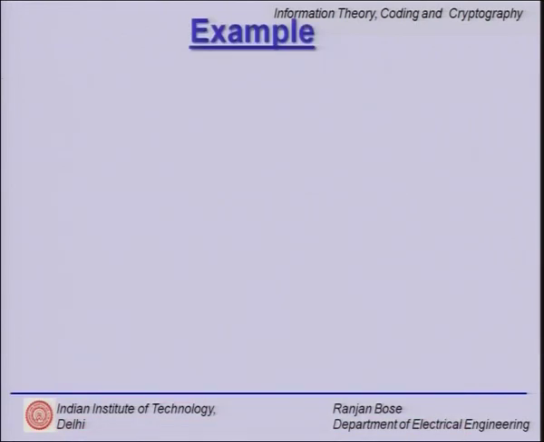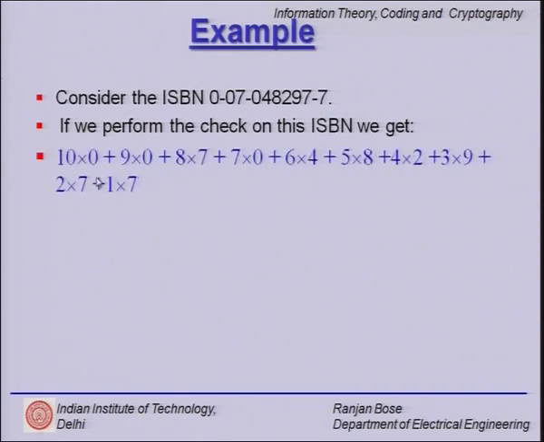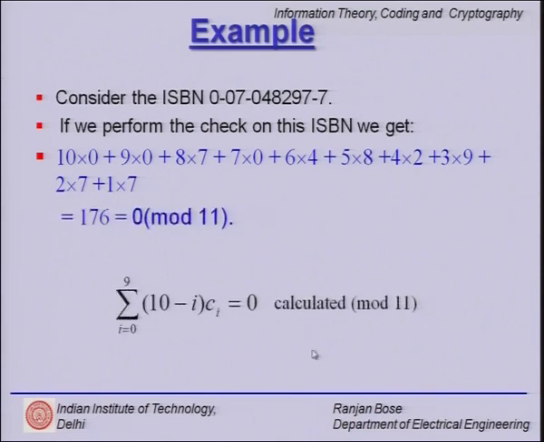Okay. So, let us look at a quick example. Now, let us consider this 10 symbol long ISBN: 1, 2, 3, 4, 5, 6, 7, 8, 9, 10. We can do a quick check on this ISBN by applying the formula that we saw in the previous slide, the summation, where you multiply the first number with 10, the second number with 9, that is, 10 minus i. So, 10 into the first number 0, 9 into 0, 8 into 7, and so forth.